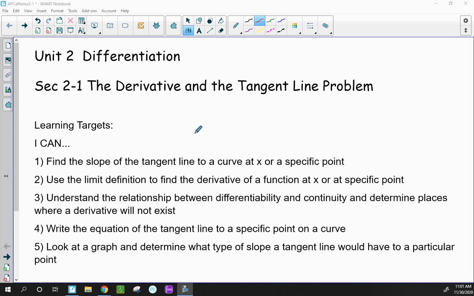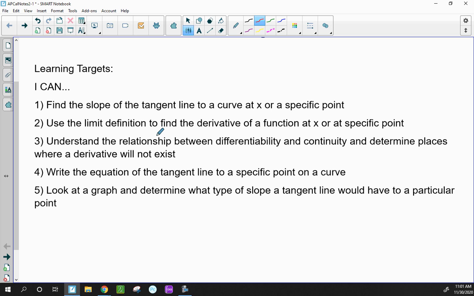Today we're going to do the second part of section 2.1 on the derivative and the tangent line problem. We have already looked at some of these learning targets in the last set of notes. Just a quick review: looking for the slope of a tangent line to a curve at x or a specific point. We have looked at a couple examples like that, and some of your homework problems were exactly the same nature. Number 2, use the limit definition to find the derivative of a function at x. We have done that as well.